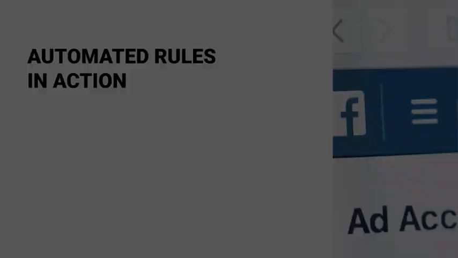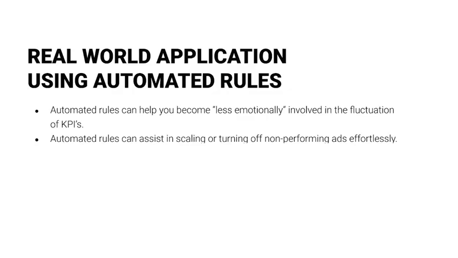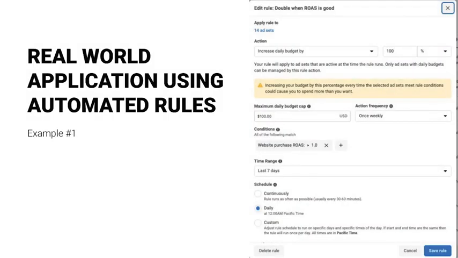Automated rules in action. So real-world application here, automated rules can help you become less emotionally involved in the fluctuation of KPIs. Automated rules can assist in scaling or turning off non-performing assets effortlessly. And if you're running more than 5+ campaigns at a time, you may consider sitting down once per month to develop an SOP, a standard operating procedure on how your team manages automated rules the entire team lives by. So everyone's one big mastermind and not one person trying to be a lone ranger to make all these decisions. Example number one as we walk through this.